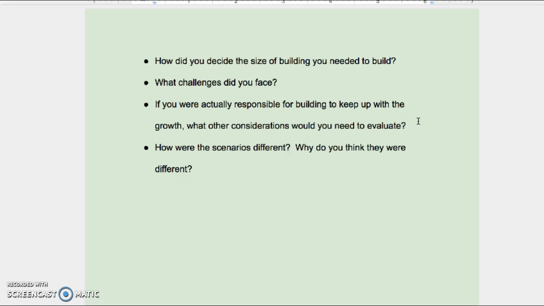If you were actually responsible for building to keep up with the growth of a business, what other considerations would you need to evaluate? One of the things that I learned, and I toyed with having the kids have to live with that limitation, is that cities have a height restriction, and it's usually 40 to 50 feet high in an industrial building. You can get an exception of up to 65 at times, but height is a cheaper way to go because you're not using land as much.